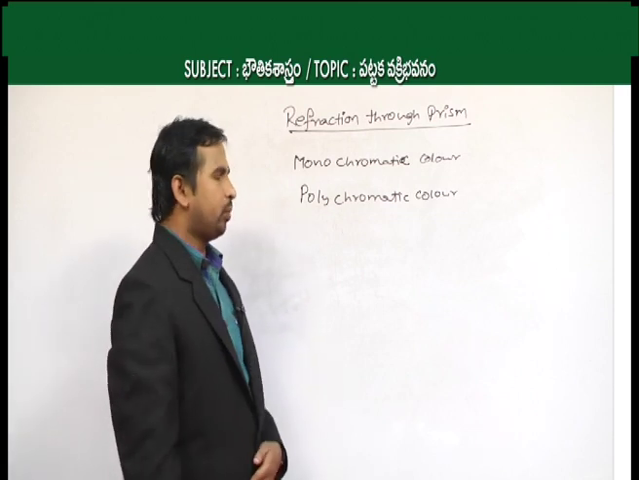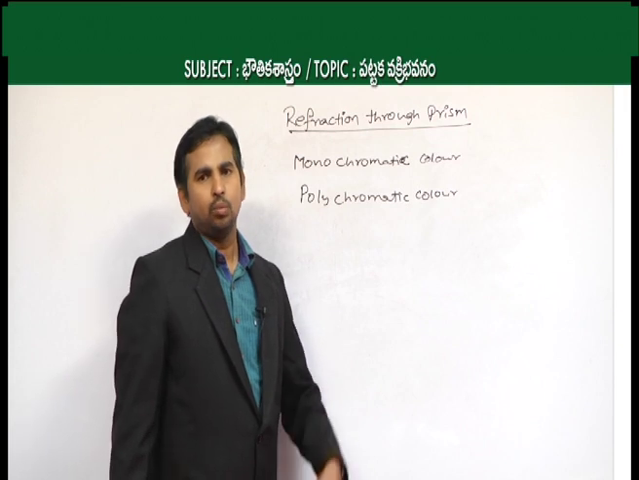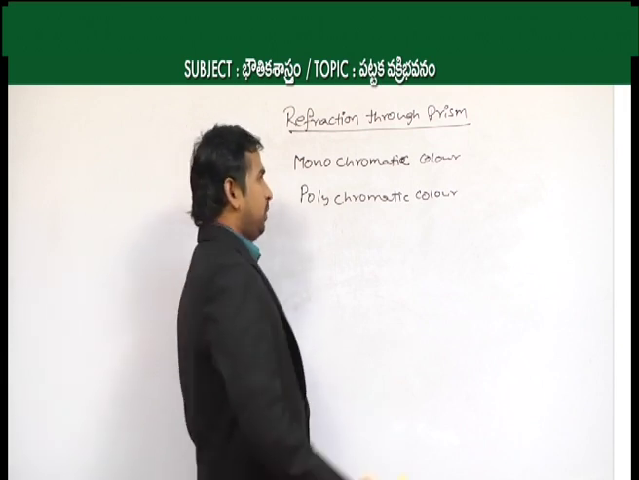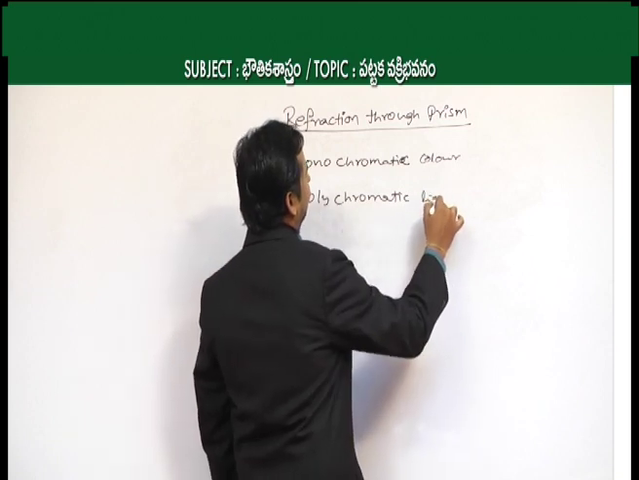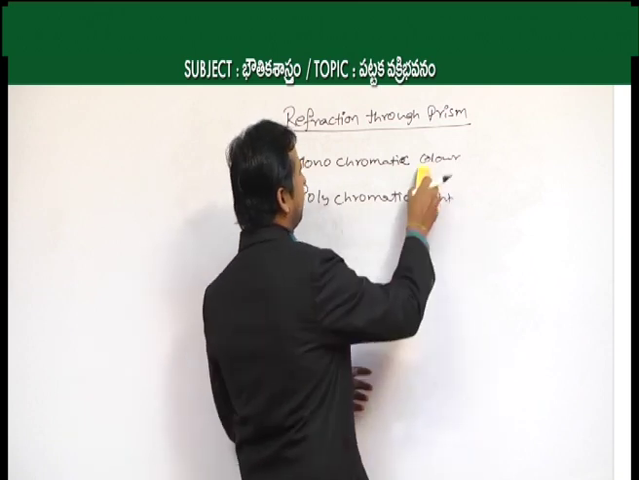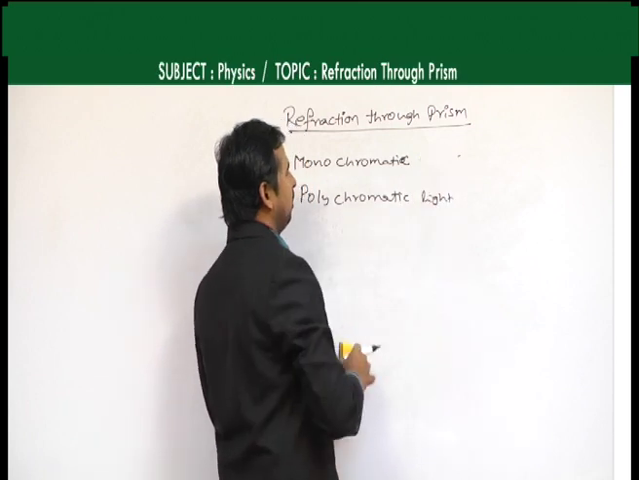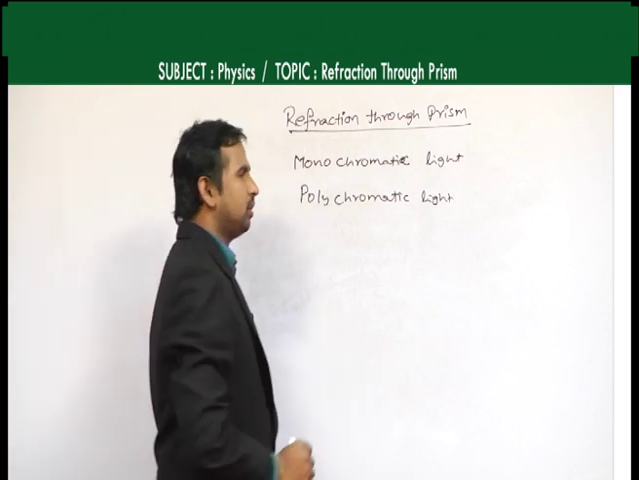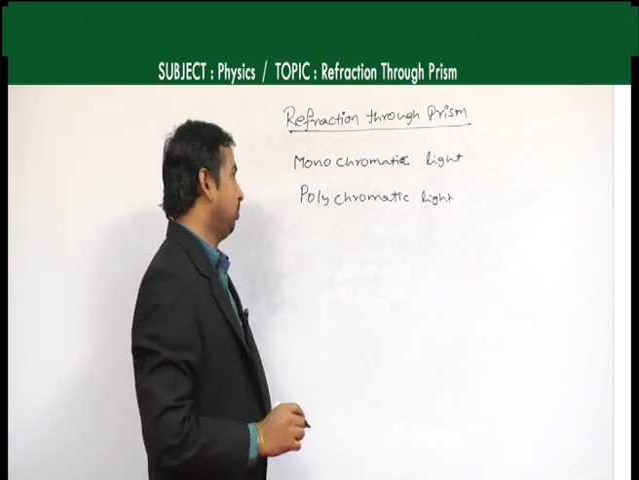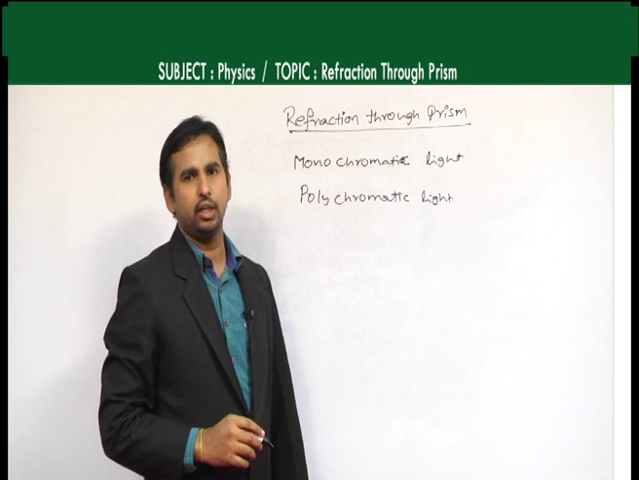Polychromatic light has more colors, which means it has more wavelengths, whereas in the case of monochromatic light we have only a single-colored wavelength. So the wavelength of the light is single in the case of monochromatic light.